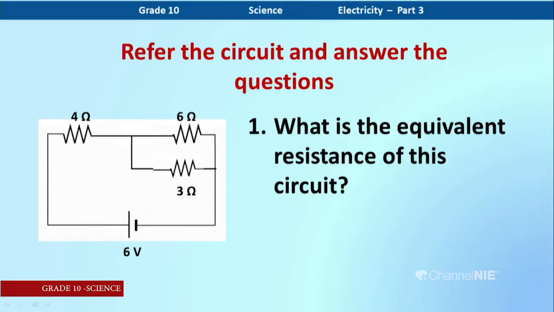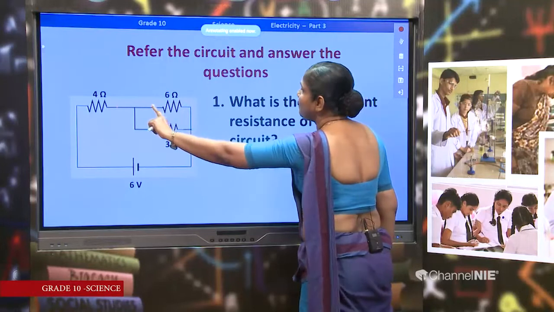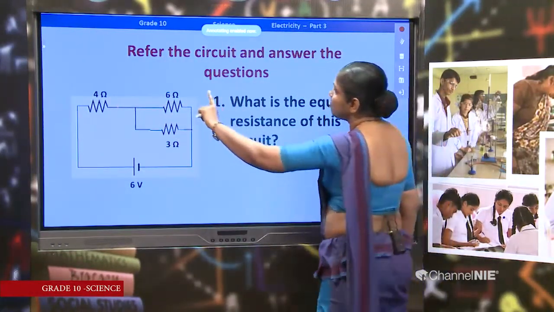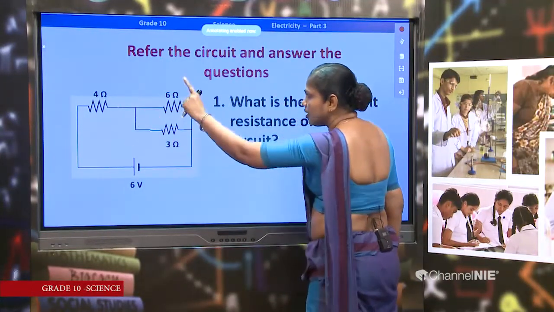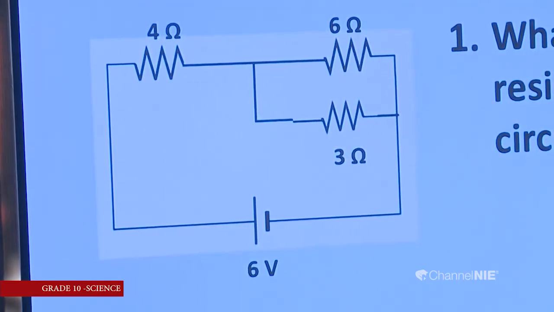What is the equivalent resistance of this circuit? How to get the equivalent resistance here, children? First you have to find the equivalent between these two. These two are parallel resistors, right? For these two, this one is in series. So, first you have to find the equivalent between 6 ohm resistor and 3 ohm resistor, right?